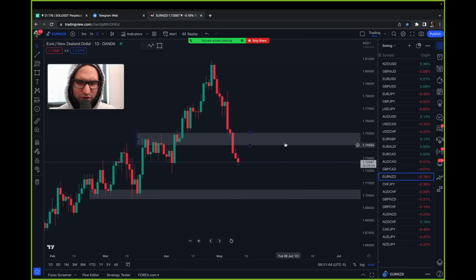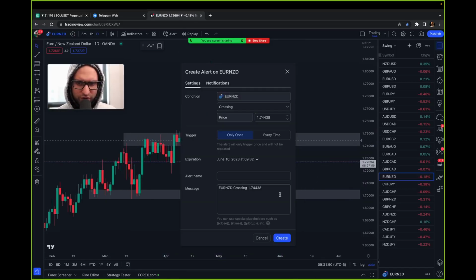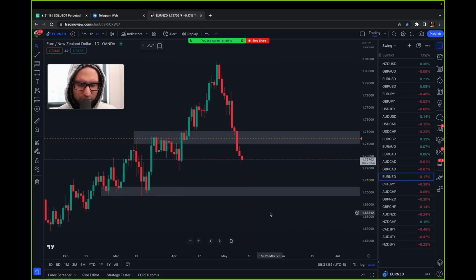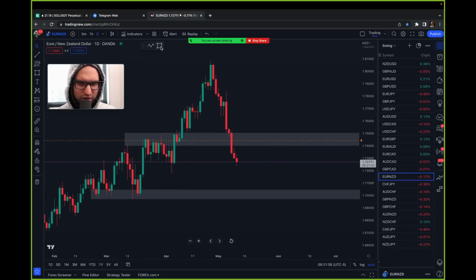Euro New Zealand dollar. So price could come up to this zone, and I will have an alert right there. Or it could come down to this next support. There's actually a support, it looks like, right here where current market price is at.